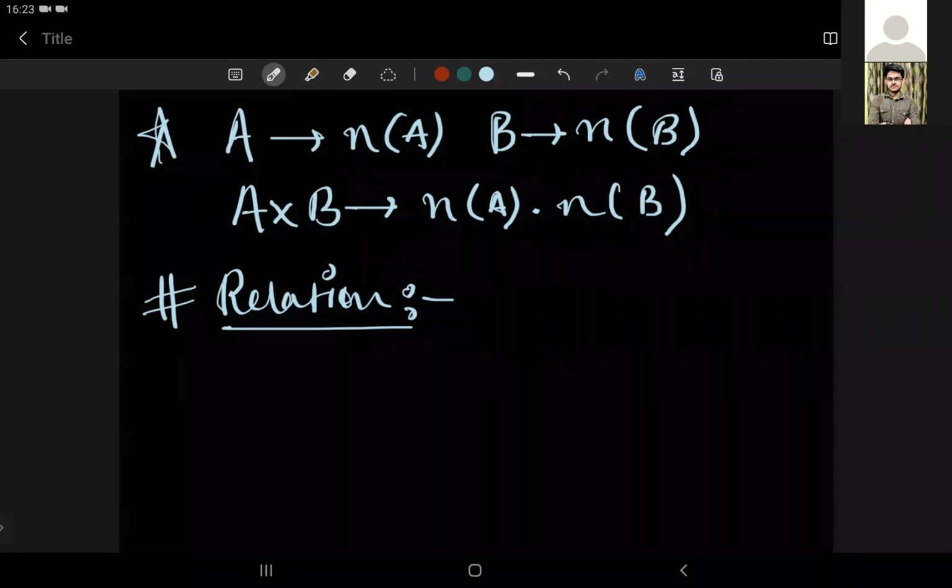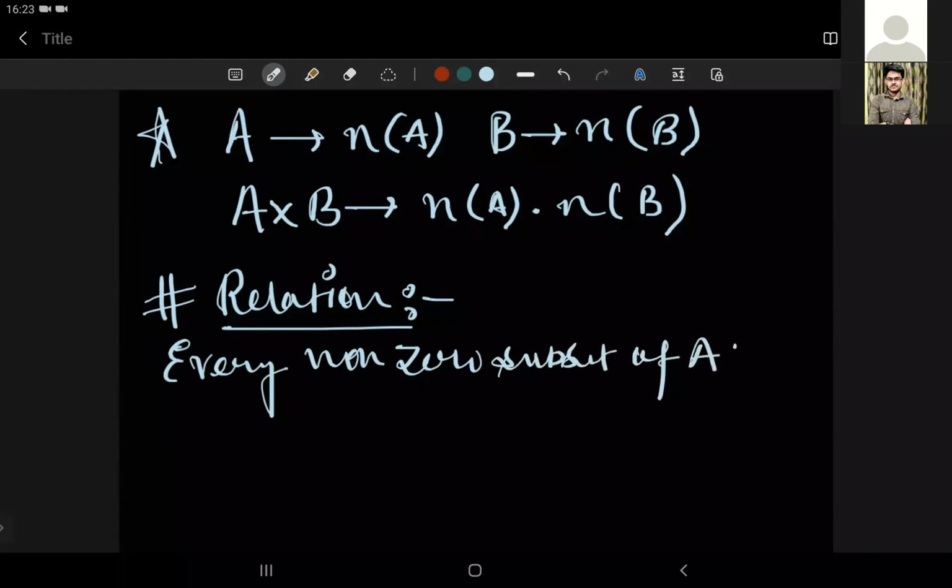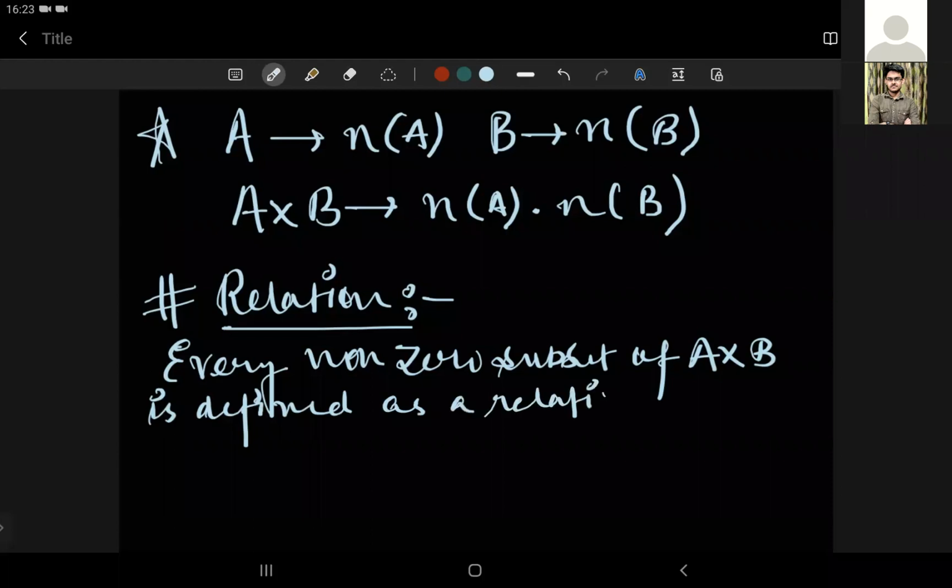So in the definition of relation, we basically define every non-empty subset of A cross B as a relation from set A to set B.